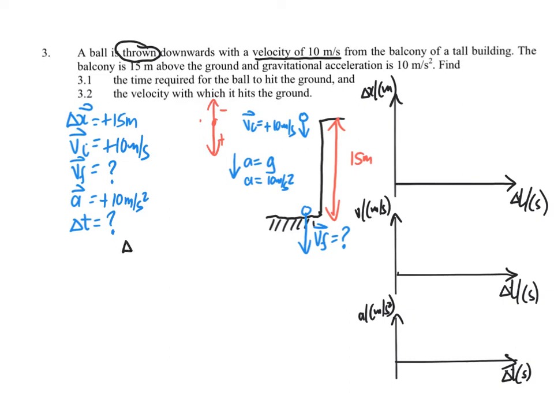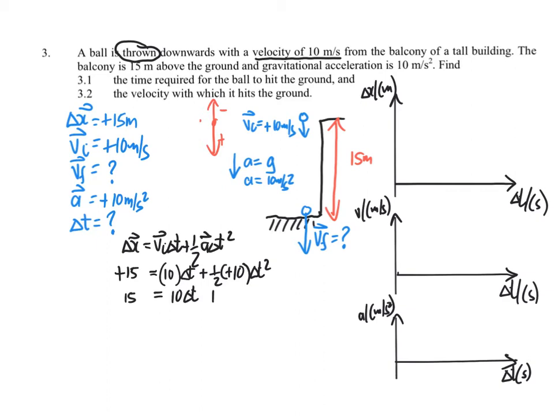Using delta x equals v initial delta t plus a half a delta t squared. We always write the initial equation down. Delta x is plus 15. V initial is plus 10. Delta t we do not know. The acceleration we do know is plus 10 meters per second squared, and delta t squared we do not know. So this gives us 15 equals 10 delta t plus 5 delta t squared. If we divide by 5 all the way through, we get 3 equals 2 delta t plus delta t squared.